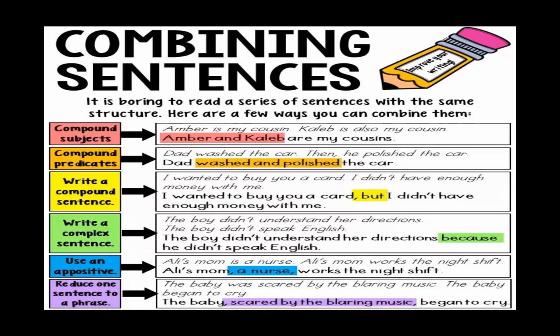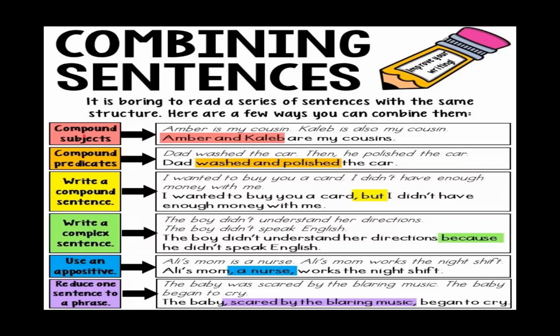Okay, boys and girls, so the video taught us how we can make our sentences better by combining them. We can combine subjects and predicates using a conjunction. Now, it is important to combine sentences because reading sentences with the same structure can be quite boring. So here are some ways that you can combine your sentences. You do not have to utilize all these strategies, but you can choose which one you would like.